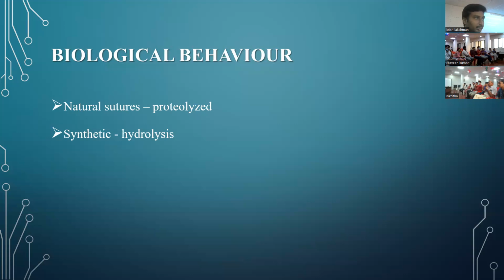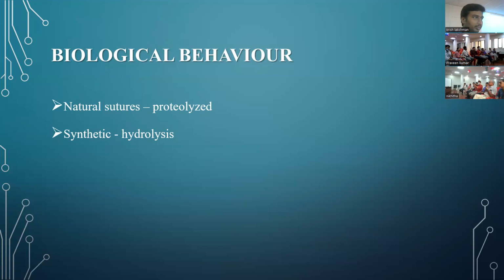Are these two mechanisms predictable? Can you tell them exactly when this will happen, when that will happen? The way natural sutures undergo proteolysis cannot be predicted, but synthetic suture hydrolysis can be predicted. Correct. And it's actually a combination of both. You can't say that natural undergoes only proteolysis and synthetic undergoes only hydrolysis. Okay, it's a combination of both for both the sutures.